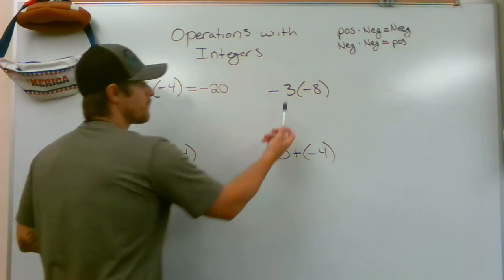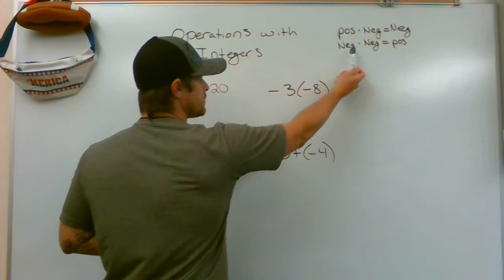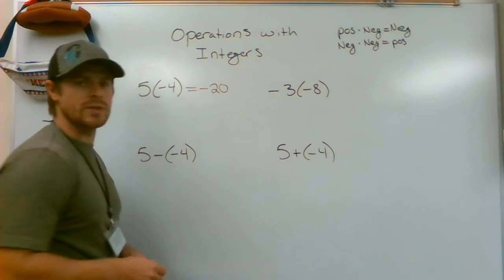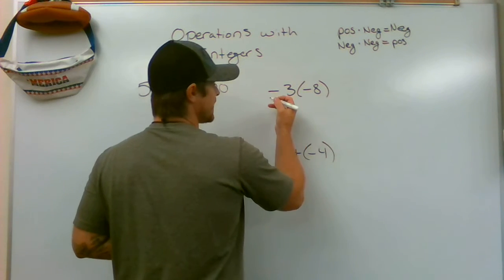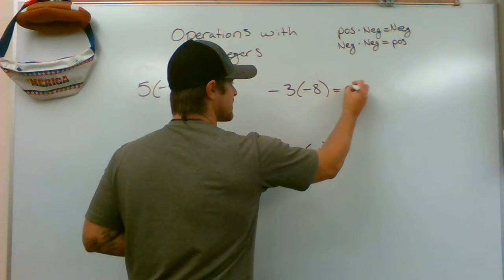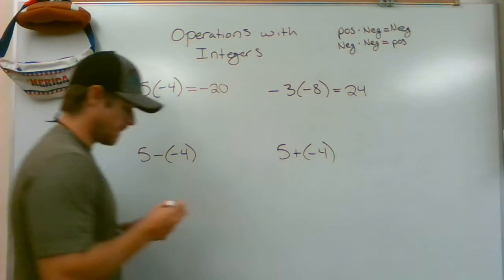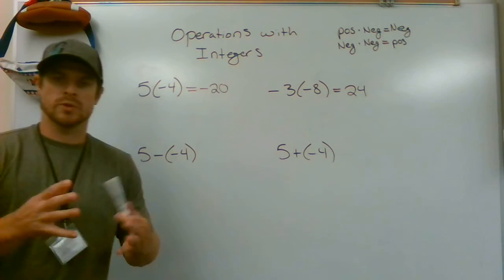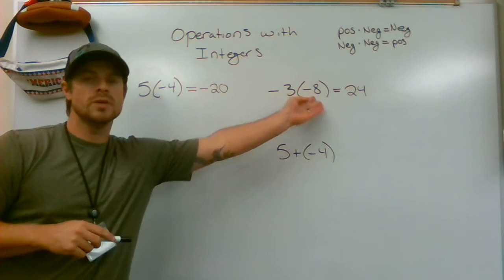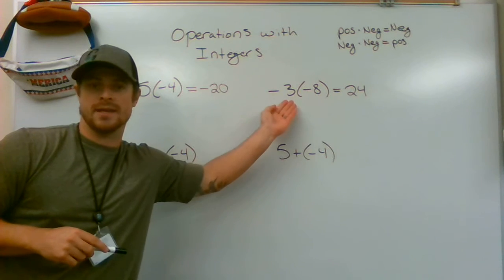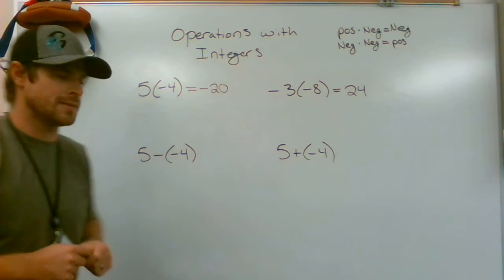Here I'm multiplying a negative times another negative. Two negatives being multiplied together will equal a positive. So -3 times -8 comes out as positive 24. And there are your rules with multiplication. Again, two numbers being divided that are both negative will come out as a positive answer.